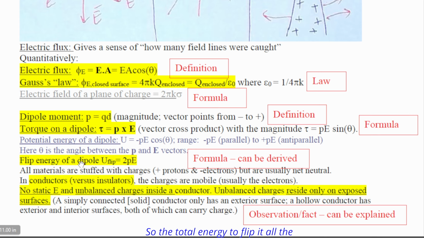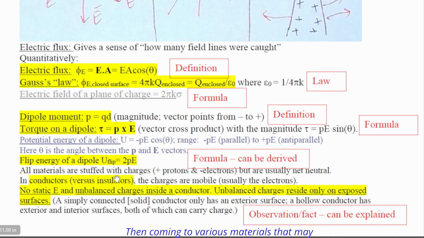So the total energy to flip it all the way from 180 degrees back to zero, that flip energy, is 2pE. So p is the dipole moment, E is the electric field, double that. That's the energy required to flip the dipole. And in a microwave oven, the food has dipoles, water molecules have dipoles, for example. So you have an electric field that's flipping all the time, back and forth. It's an oscillating electric field. And this causes the dipole to flip from one direction to the other over and over again. And frictional processes are involved. That leads to heat. This flip energy ends up warming up the food, and that's how a microwave oven works.